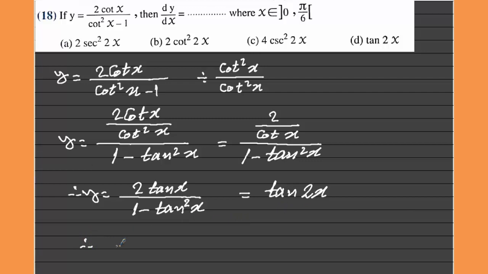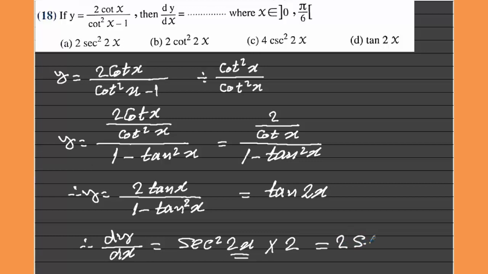So dy/dx equals the derivative of tan, which is sec square 2x, multiply the derivative of the angle itself, which equals 2. So the final result is 2 sec square 2x, and the answer is letter A.